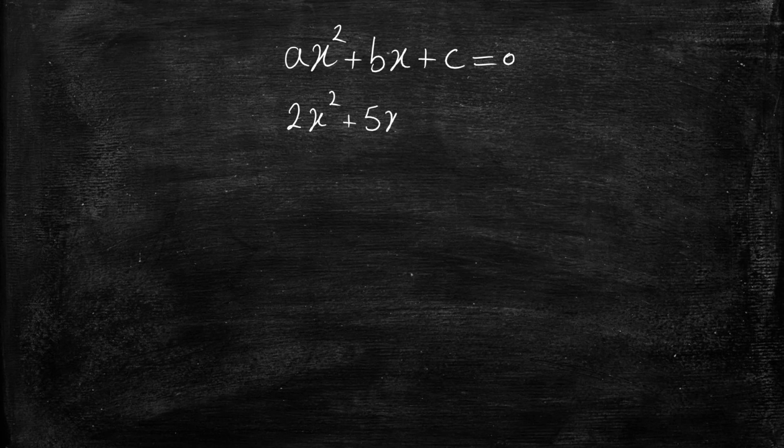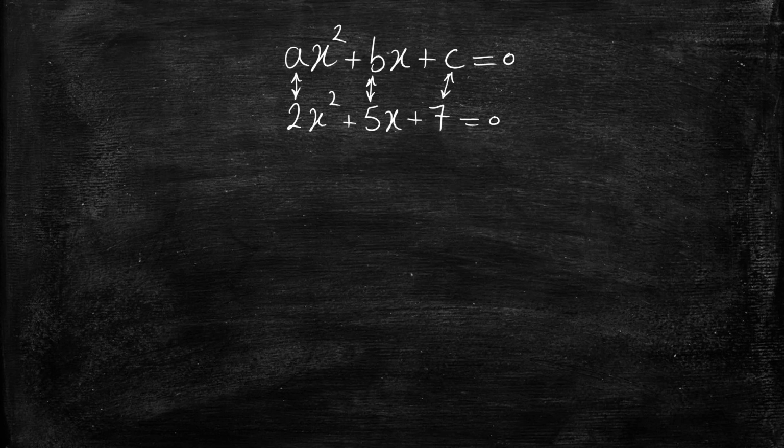We know the general form of them looks like ax squared plus bx plus c, and on the other side of the equation, we have 0. An example of this with numbers is like 2x squared plus 5x plus 7 equals 0. So in here you can see that c is 7, b is 5, a is 2.